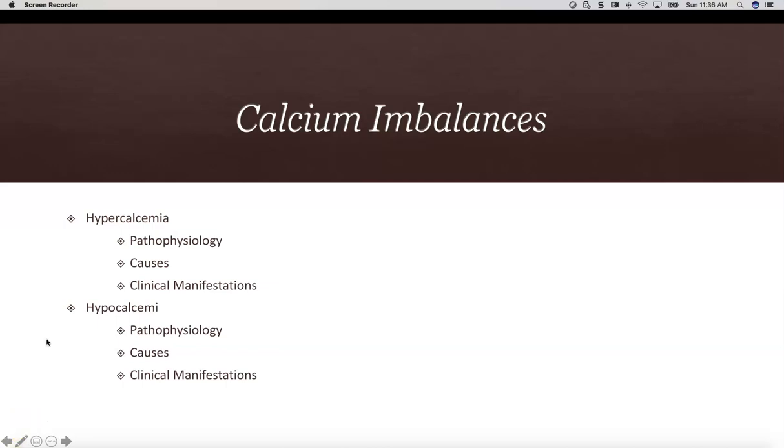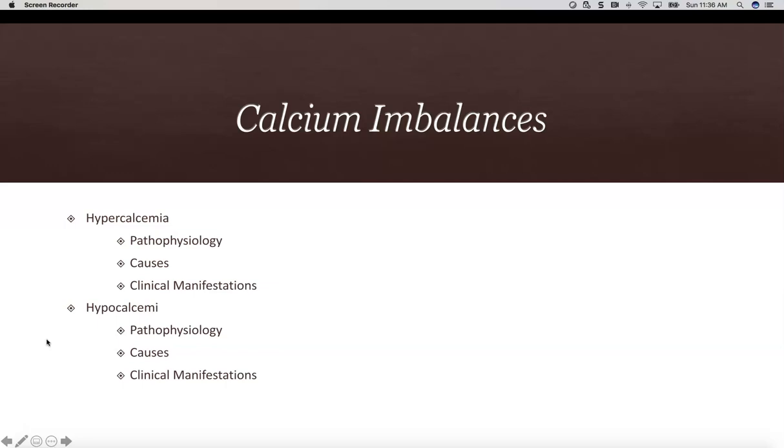Other clinical manifestations of hypercalcemia, you can see the patient develop constipation. They're also at increased risk for kidney stones, which I hadn't mentioned, and then bone pain and osteoporosis. With hypocalcemia, the patient has a low serum calcium concentration.